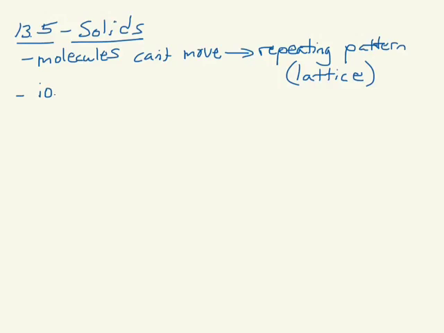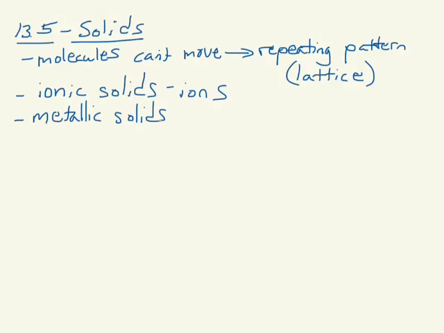We have our ionic solids. Those are made up of ions. We also have metallic solids. Now we don't spend a whole lot of time talking about metallic bonds, but metallic solids are just made up of metal atoms, not ions, just atoms. And we also have molecular solids.